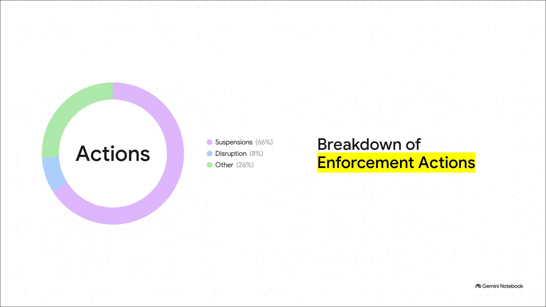Meanwhile, 8% utilized disruption measures for more complex scenarios, like when a domain is compromised rather than purely malicious. That gives us a really clear picture of how providers are actually responding on the ground. The remaining 26% involved other tailored mitigation strategies.